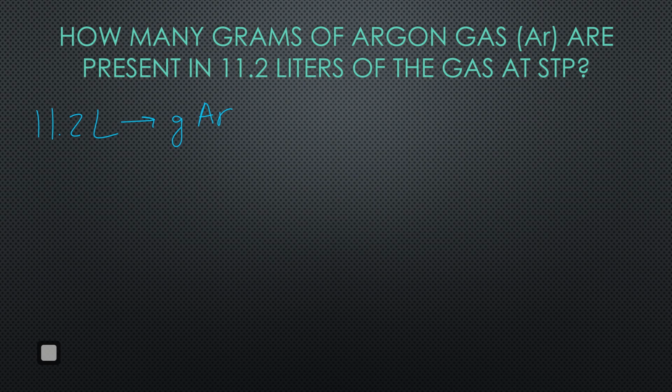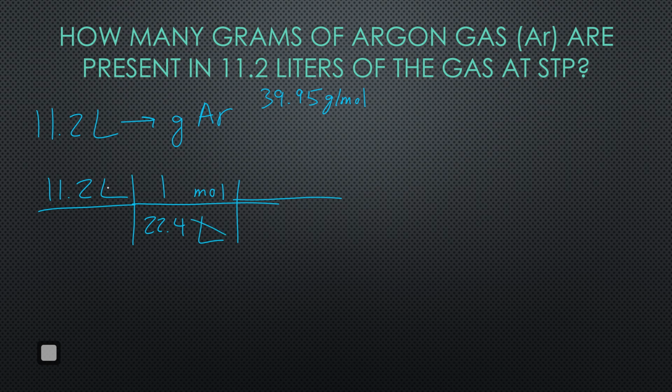Argon is not diatomic, so I just grab argon is 39.948, or 39.95 grams per mole, is the molar mass of argon right off the periodic table, and there's only 1 there. So 11.2 liters. I'm coming from liters, going to moles. Always a 1 in front of moles, 22.4 for liters. Liters cancels out, moles on the bottom, grams on top. 1 mole, 39.95 grams.